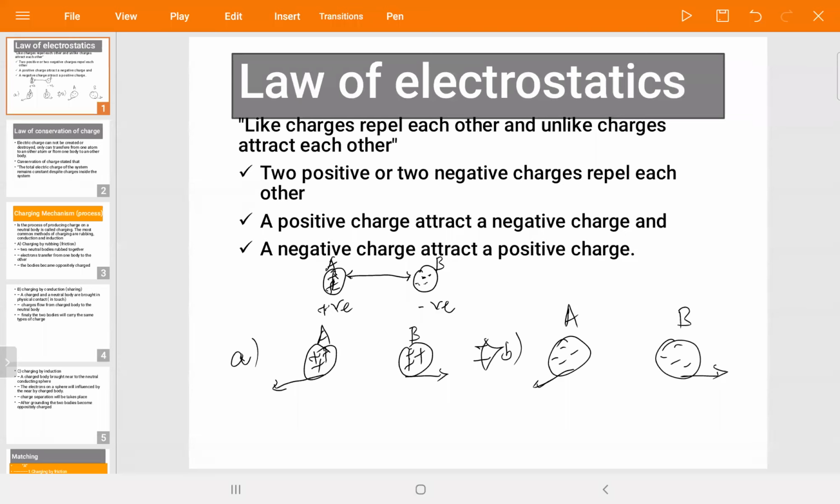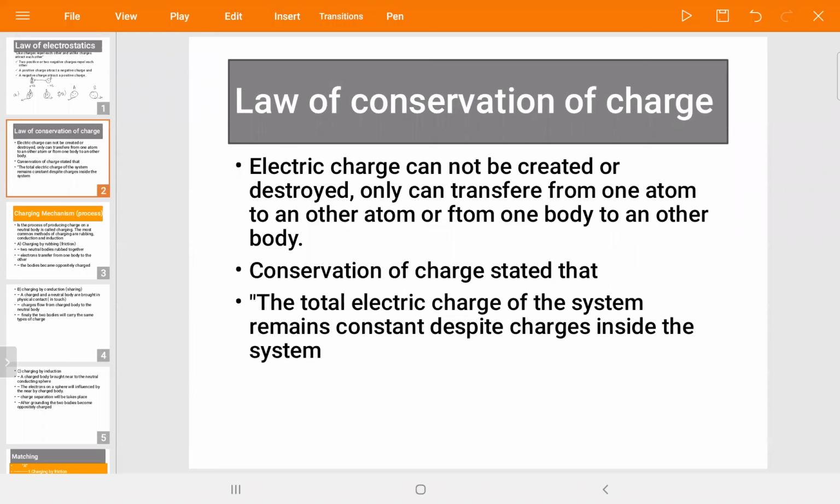And this phenomenon is called the law of electrostatics. It's always true that there is a repulsive force between like charges and an attractive force between unlike charges. And the other one is the law of conservation of charge. Just like the law of conservation of mass, there is a law of conservation of charge. In the law of conservation of mass, as you know, the mass of the system remains constant, but there may be some change in the form or phase of the mass.